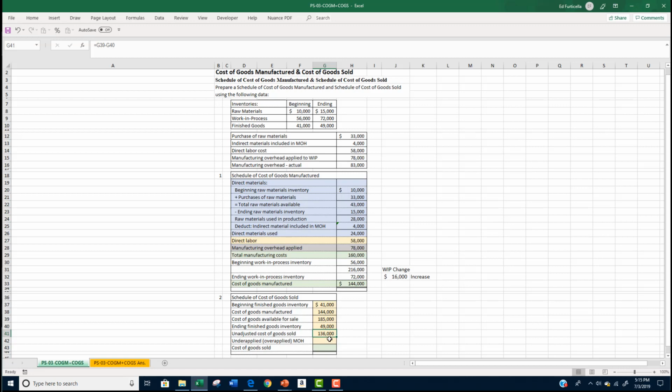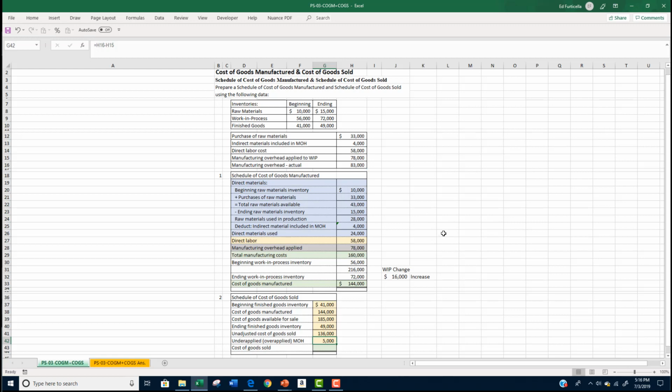and that's our cost of goods sold, 136,000. But note, we don't call that cost of goods sold in this problem. We call it unadjusted cost of goods sold because it doesn't include the under or over applied manufacturing overhead, which is 5,000. How do we determine the 5,000? In the problem information, it says manufacturing overhead actual cost incurred 83,000. Manufacturing overhead applied 78,000. The difference between the actual and applied is 5,000.